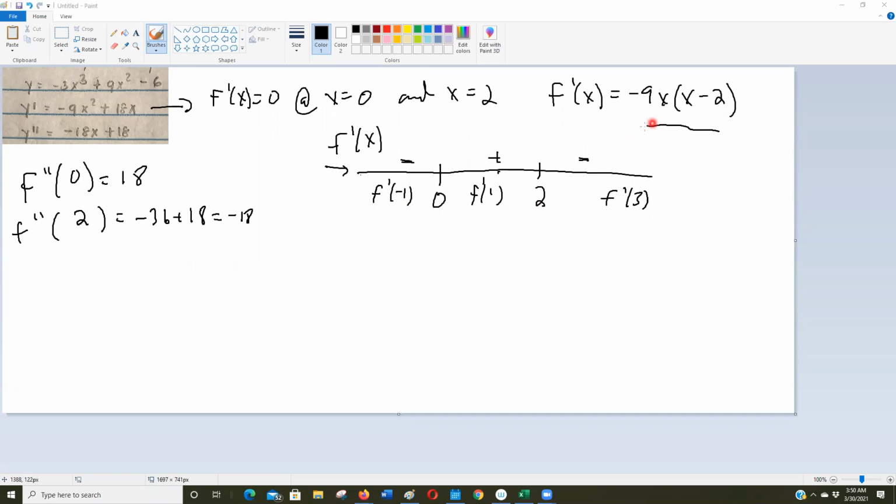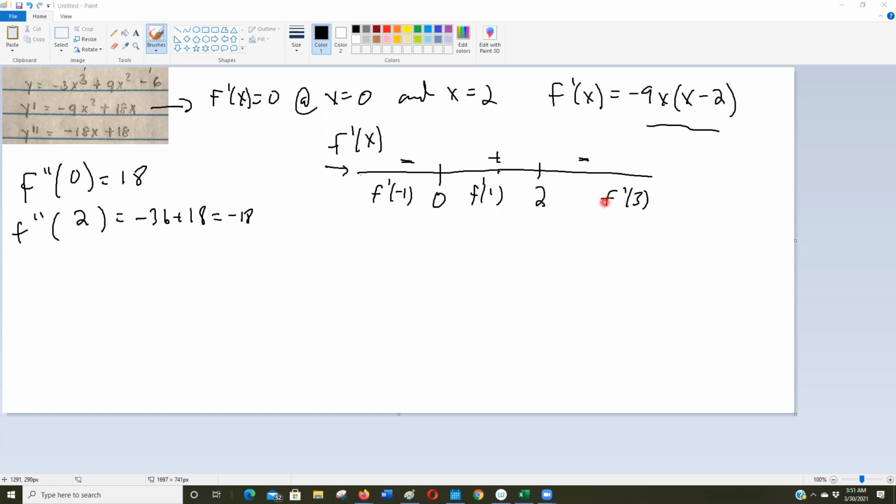So I dropped -1 into the function. Well, -9 times -1 is a positive number, and -1 minus 2 is a negative number. Positive times a negative is a negative, so the first derivative is negative left of 0. Then I picked 1, because that's in between 0 and 2. If I drop in 1, that's negative times a negative, which is a positive. So anything in between 0 and 2, the first derivative is positive.